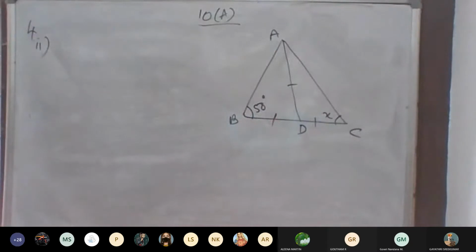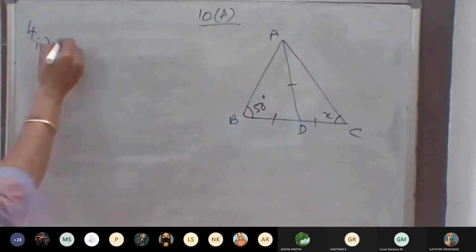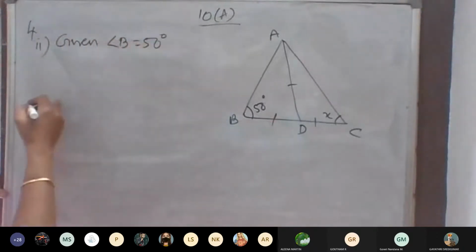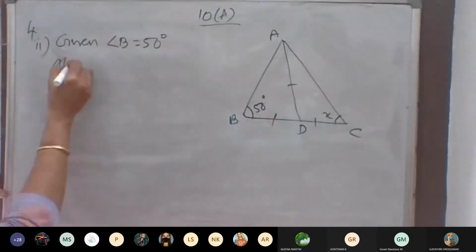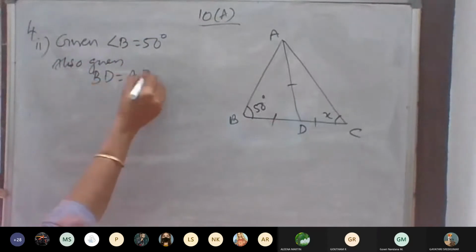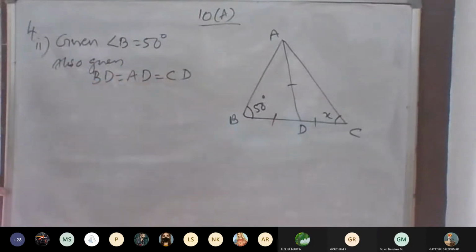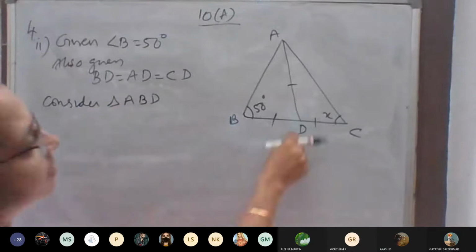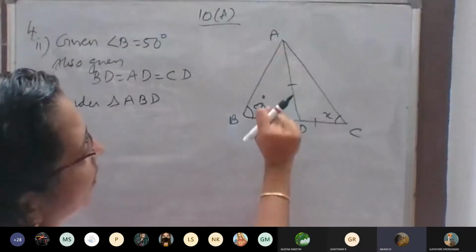Second one. So given angle B is equal to 50 degree. Also given BD is equal to AD is equal to CD. So BD is equal to AD. If we consider triangle ADB, BD is equal to AD.